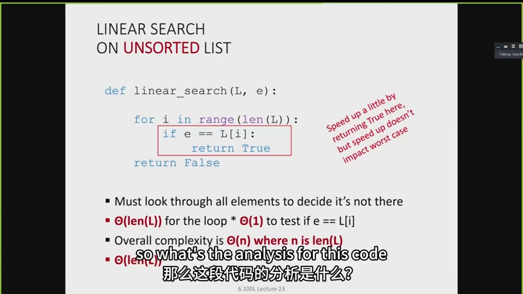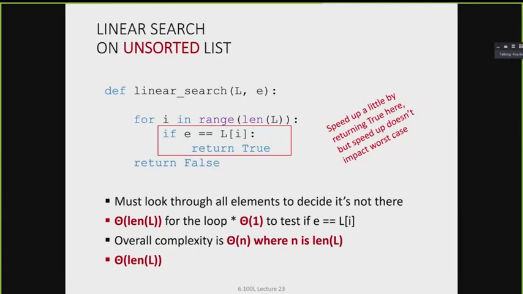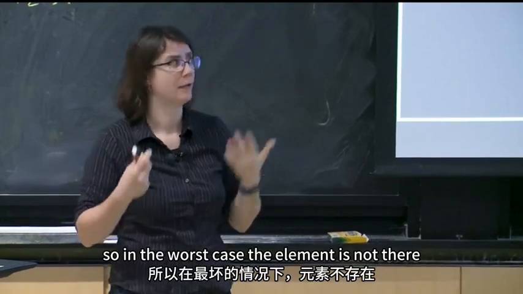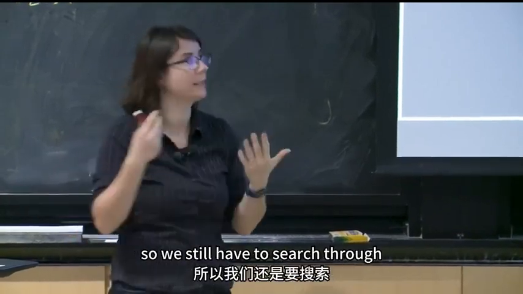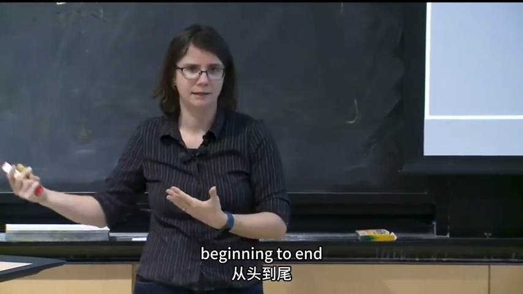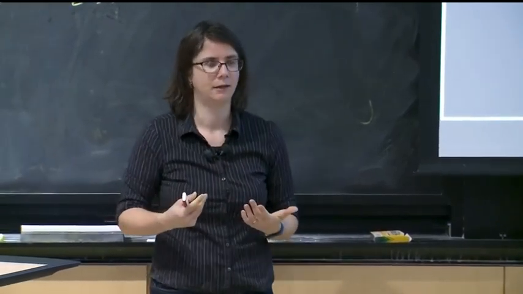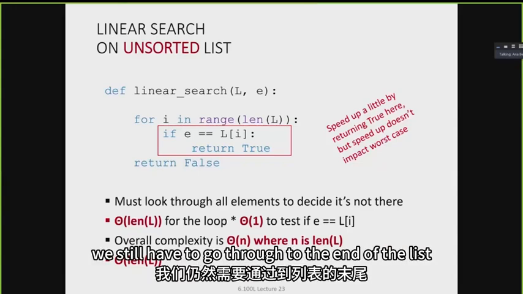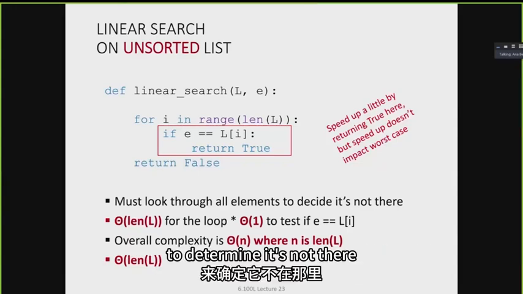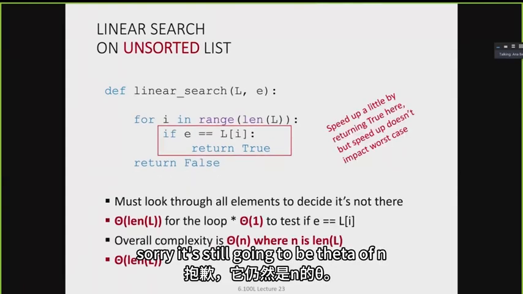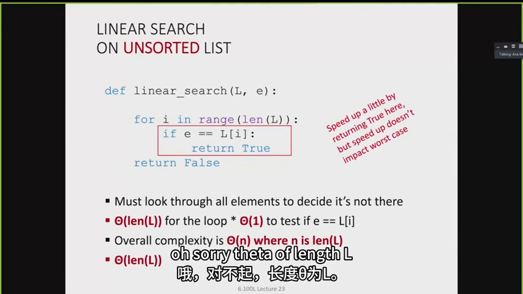So what's the analysis for this code? Well, again, we're doing worst case analysis. So in the worst case, the element is not there, so we still have to search through every single element in the list, beginning to end, to determine it's not there. So the worst case, theta analysis for this function is that we still have to go through to the end of the list to determine it's not there. So it's still going to be theta of n. Theta of length L time.